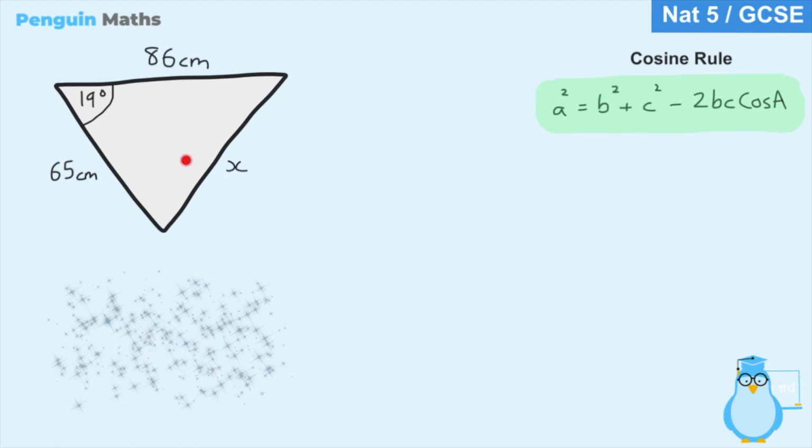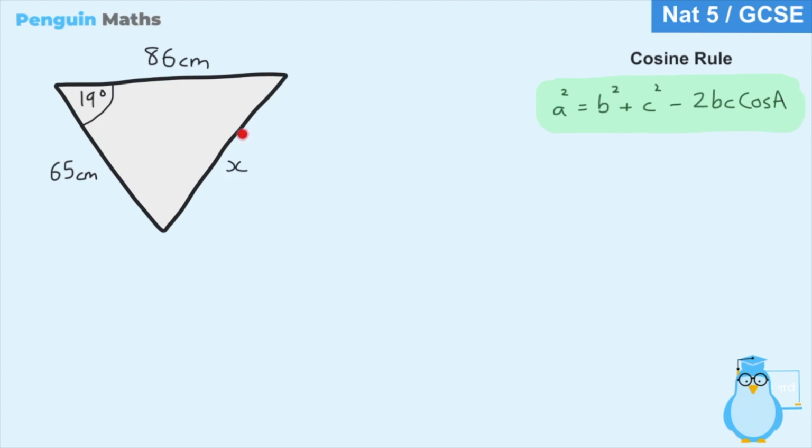So here we have a triangle and we want to calculate the length of side X, and we know that this length here is 86, this is 65 centimetres, and we have an angle here of 19 degrees. So the first thing to do in beginning a problem related to the sine or the cosine rule is to label the triangle.